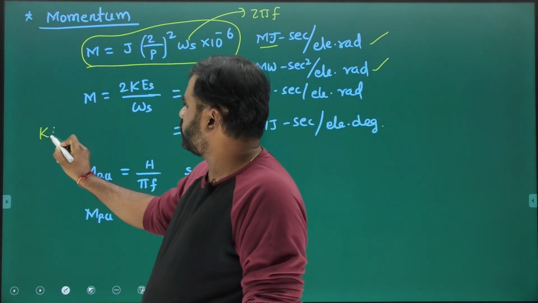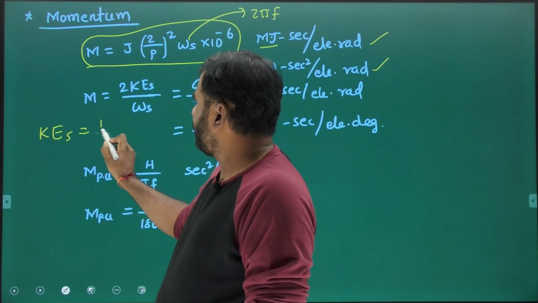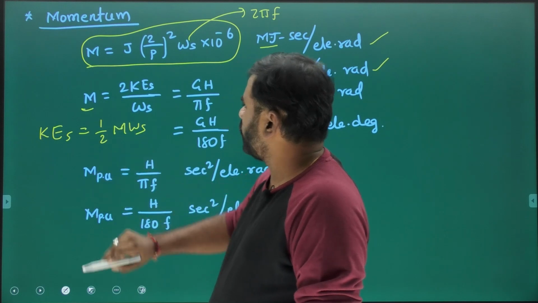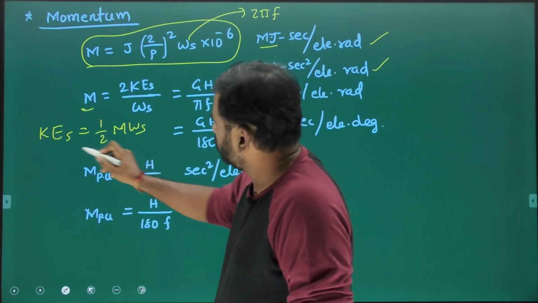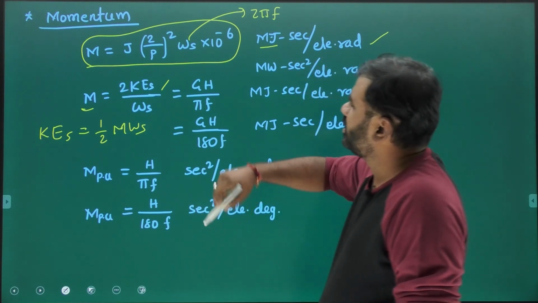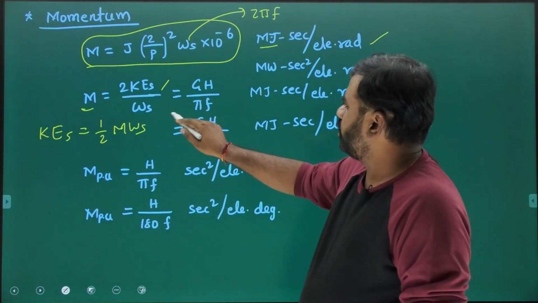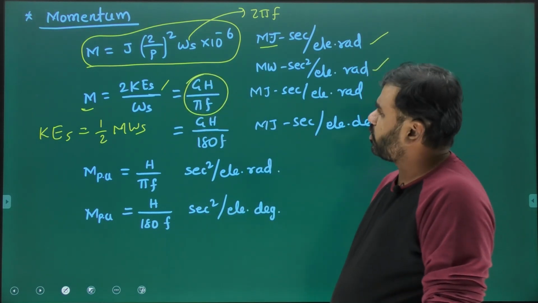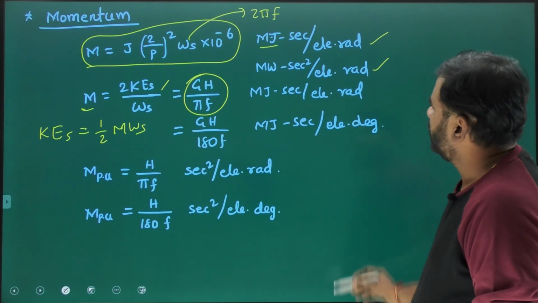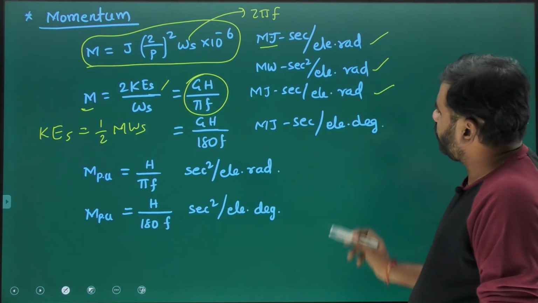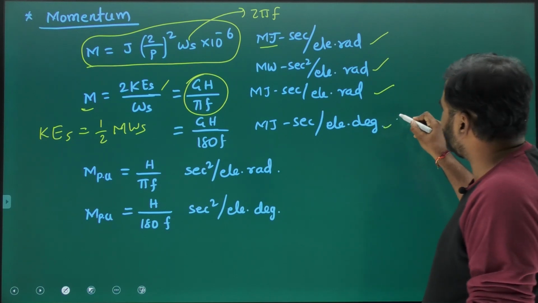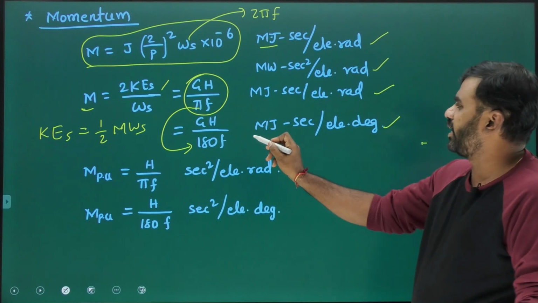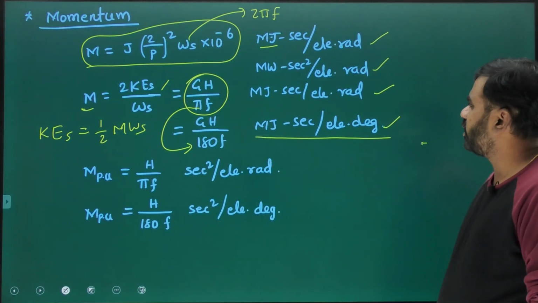We know that the kinetic energy stored is half into M into omega S. So using that we can write M equal to 2 times KES by omega S. That's what I have written here. But KES means GH and omega S means 2 pi f, the 2 gets cancelled. So this is the very famous formula for momentum, that is GH by pi f, in megajoule seconds per electrical radian. If you want megajoule seconds per electrical degree, then you need to substitute pi as 180, and the unit will be megajoule seconds per electrical degree.